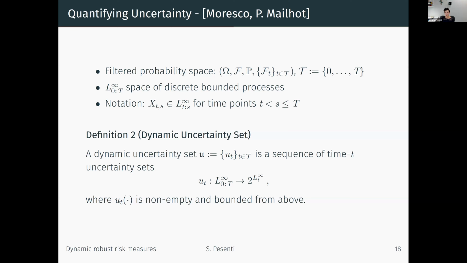What we assume here is that the uncertainty set is non-empty and bounded from above, because we want to look at a worst case risk measure. So we want to take the supremum over a random variable in this uncertainty set. And this dynamic framework is joint work with Marlon and Melina.